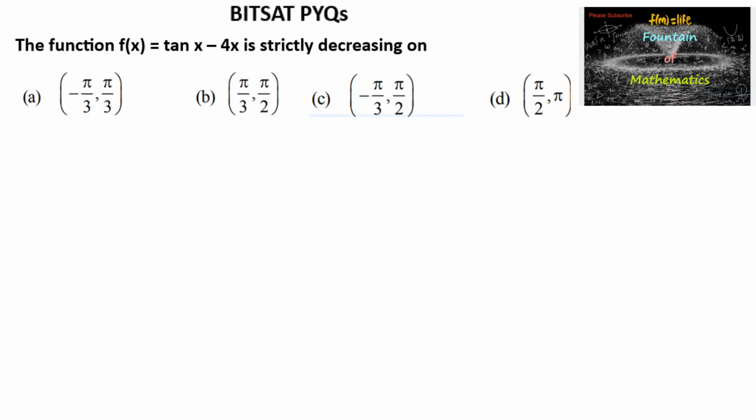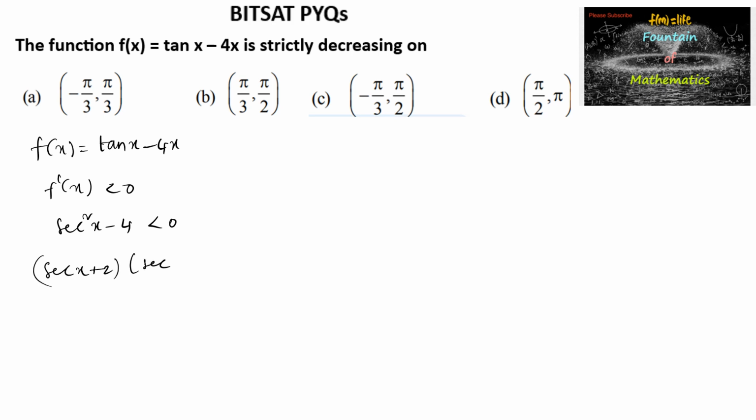The given function f of x is equal to tan x minus 4x. We need to identify in which interval it is strictly decreasing. That is f dash of x is less than 0. So differentiating, tan x is secant square x minus 4 is less than 0. That is secant x plus 2 into secant x minus 2 is less than 0. So secant x must belong to minus 2 to plus 2.